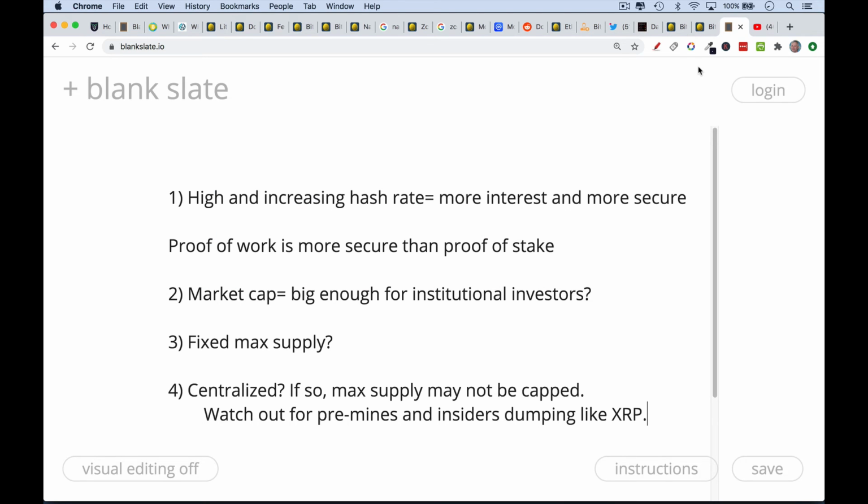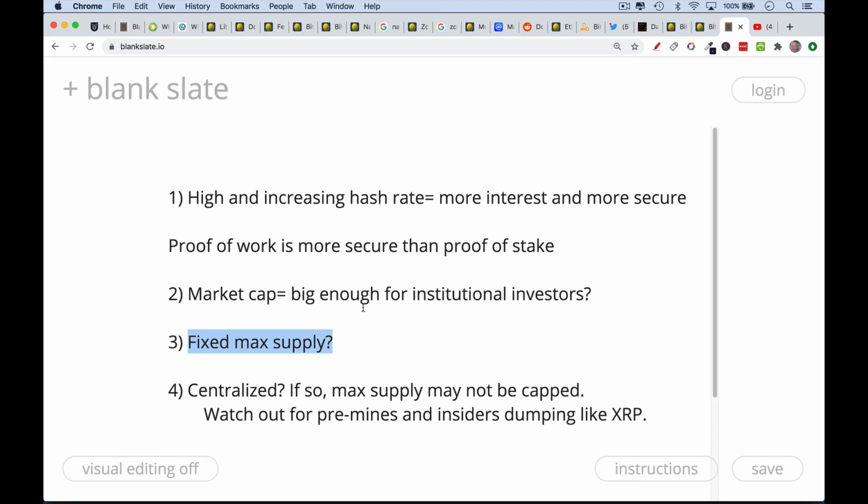Everyone knows what Bitcoin is, whereas people might not know about Feathercoin or something like that. So, high hash rate, secure network, and a market cap that, if it's not large already, is hopefully increasing rapidly. It needs to get big enough for institutions eventually to be able to participate, because that's what really drives huge returns.